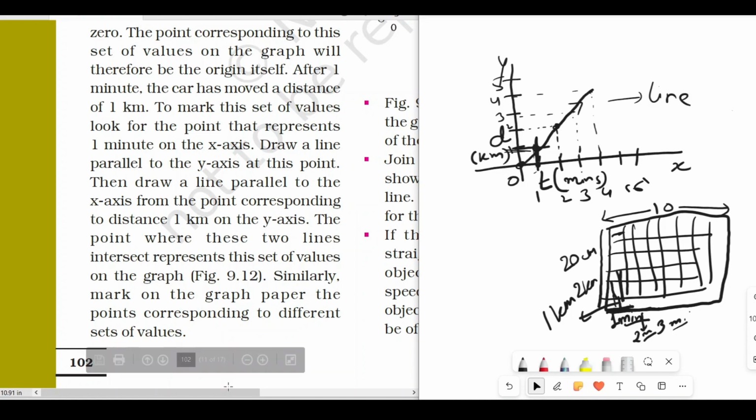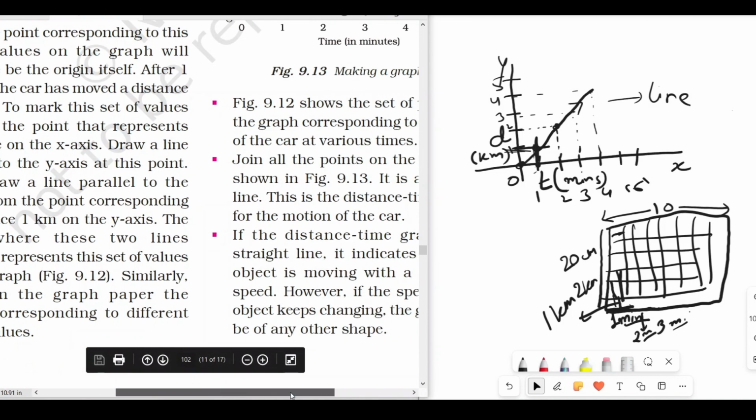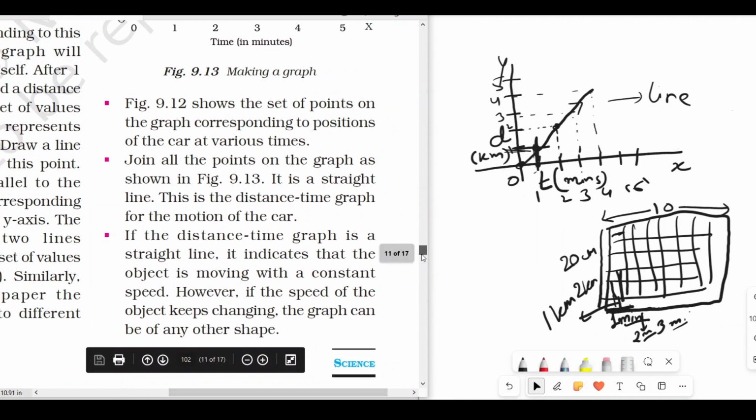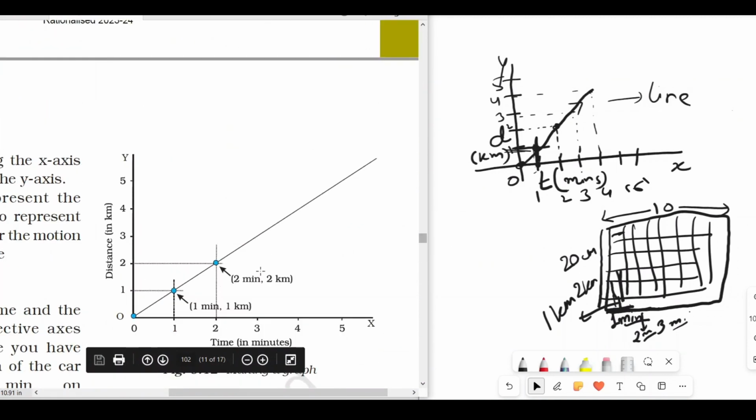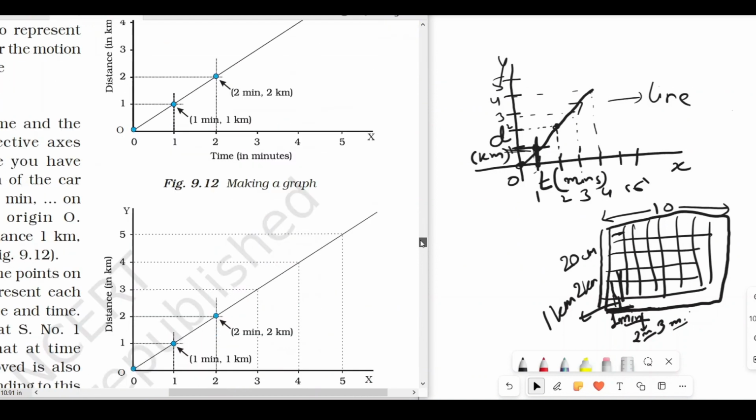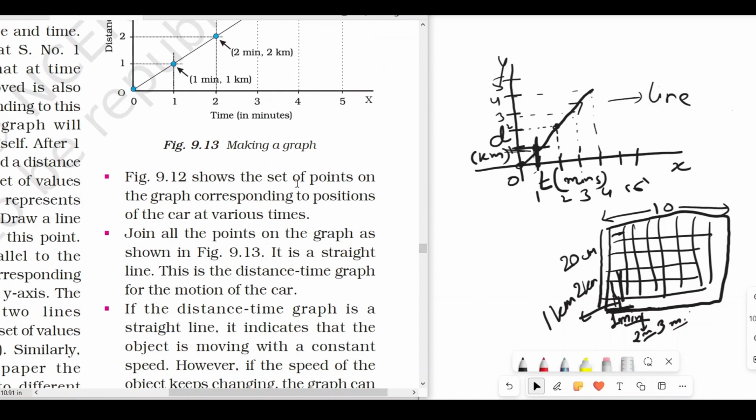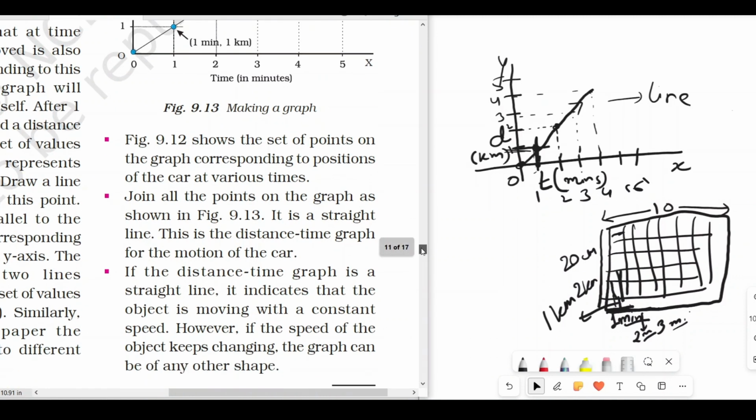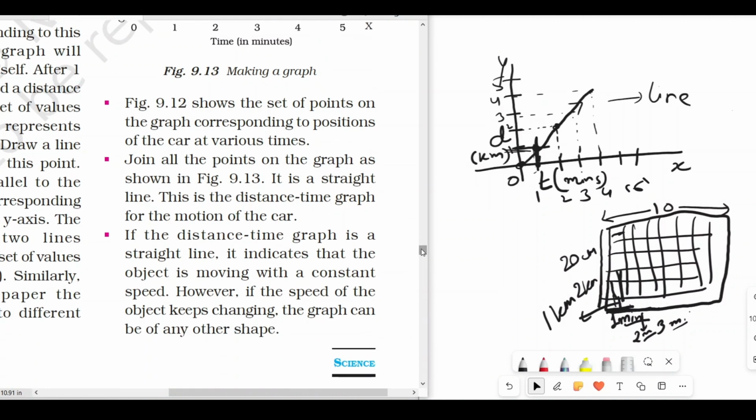Okay, so after we mark the corresponding values for different set of values, what do we see? We see a graph like this, 9.12. Figure 9.12 shows the set of points on the graph corresponding to the position of the car at various times. तो 9.12 हमें क्या बता रहा है? The position of the car at various times. Join all the points on the graph as shown in figure 9.13. It is a straight line. This is the distance time graph for the motion of the car.